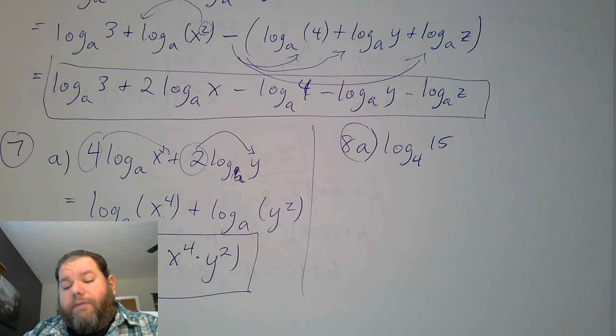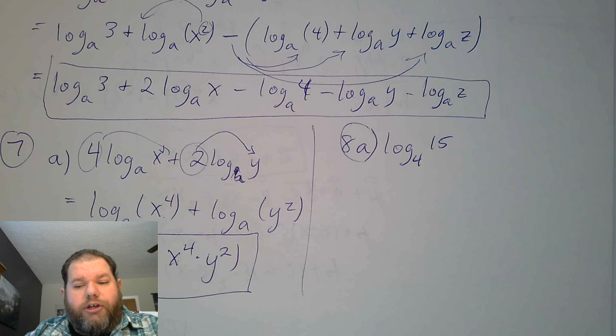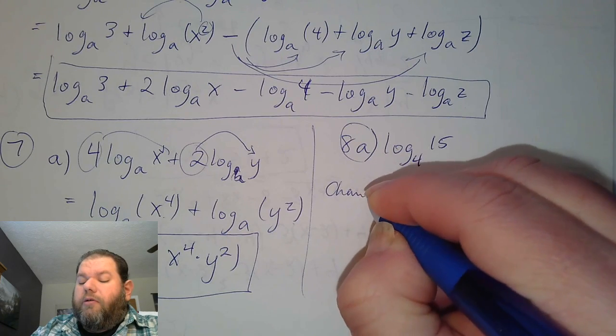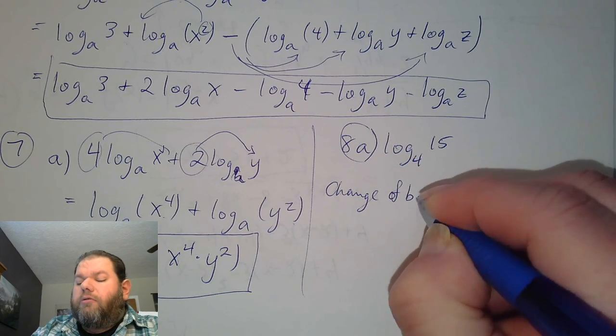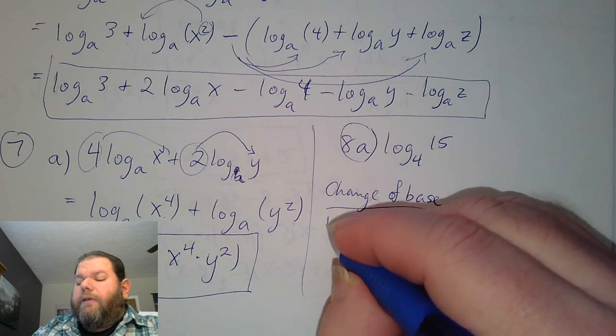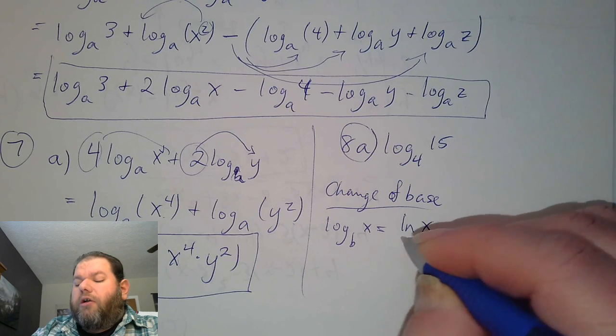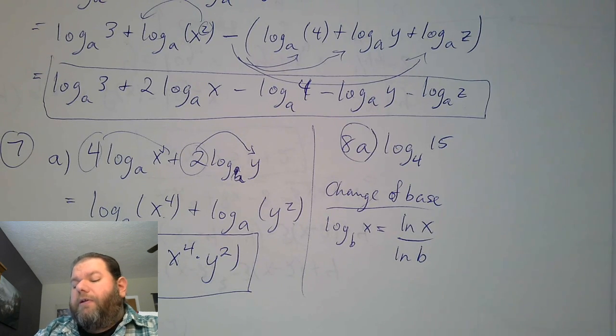Now for 8a, I believe this is one that we talked about in class at some point. This one utilizes what we call the change of base formula. Some of your calculators may actually be able to do this without changing the base, but in general we don't anticipate that they're able to. So our change of base formula says that log base b of x is equal to natural log of x divided by natural log of b.